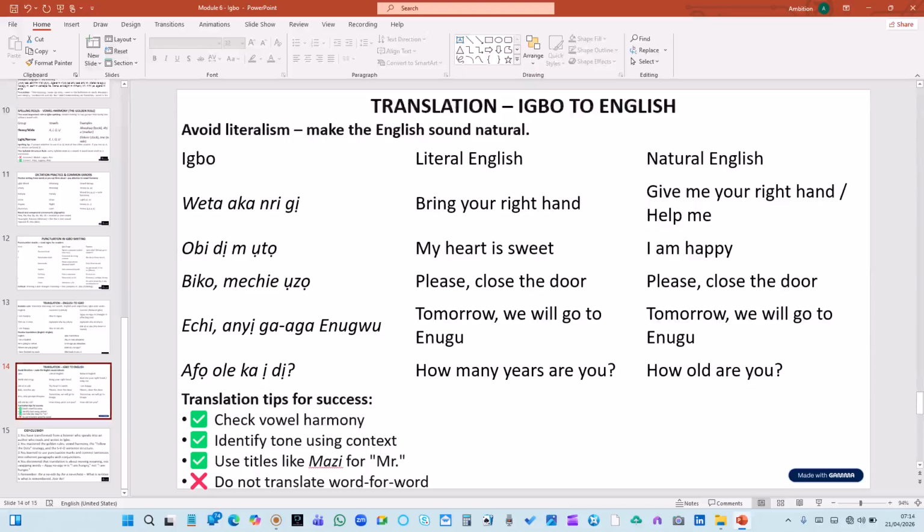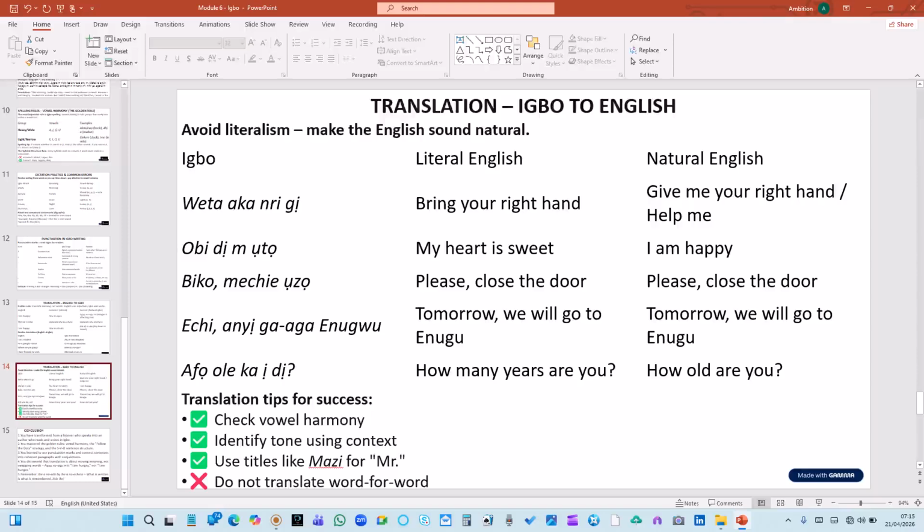Now let us look at translation from Igbo to English. Avoid literalism. Make the English sound natural. The Igbo phrase weta aka nri gị means bring your right hand, but the natural English is give me your right hand or help me. Obi dị m ụtọ. Literal meaning is my heart is sweet, but natural meaning is I am happy. Biko, mechie ụzọ. Literal meaning, please close the door. Natural meaning, please close the door.